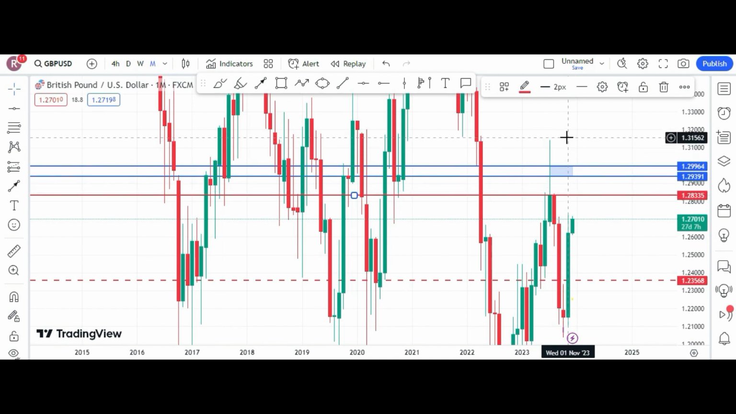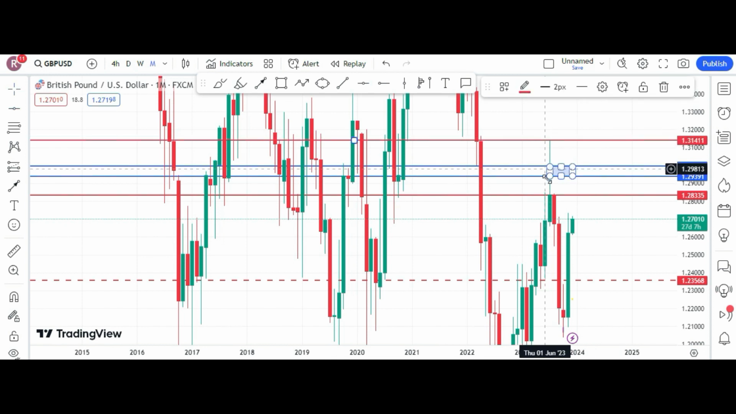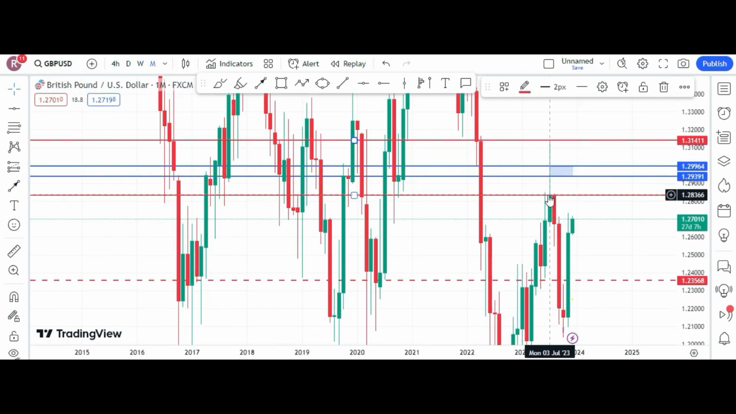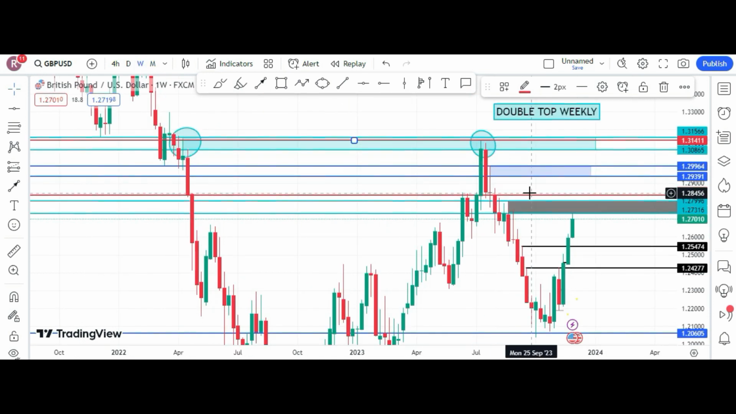So 300 pips is the zone for the monthly double top. If we mark this zone with these two red lines and go to weekly, you see the weekly double top and this daily possible double top, both are inside the monthly double top zone. Can you see, guys? These are both within these two red lines.